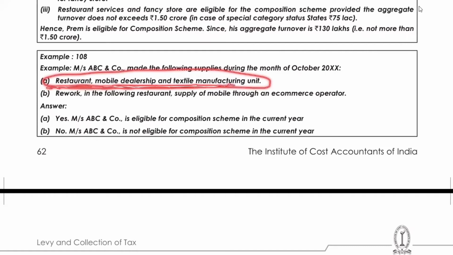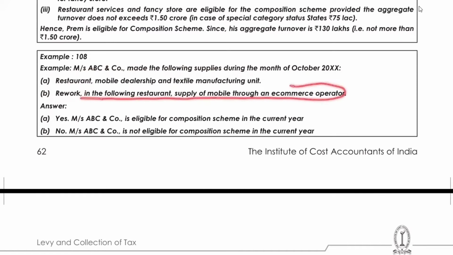Now rework the following: restaurant supply of mobile through an e-commerce operator. Restaurant service, and supply of mobile but through e-commerce. Is he eligible for the composition scheme? He's not eligible. Correct. He is not eligible because e-commerce is coming. Actually, in the last session itself, Chandu told us that in e-commerce we can't.